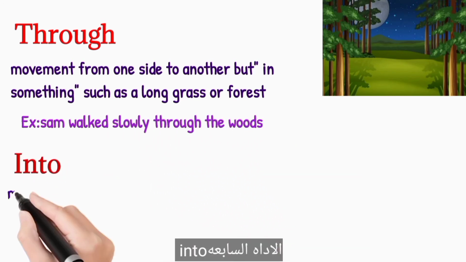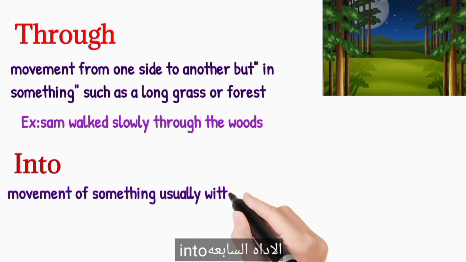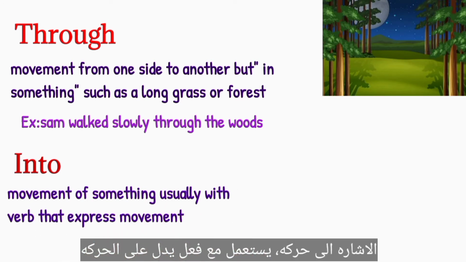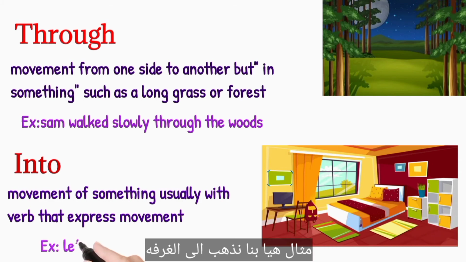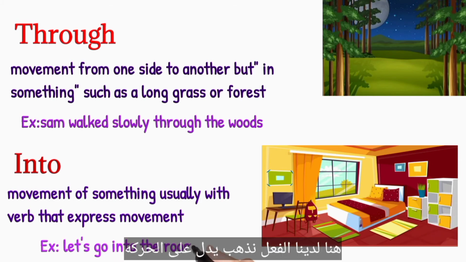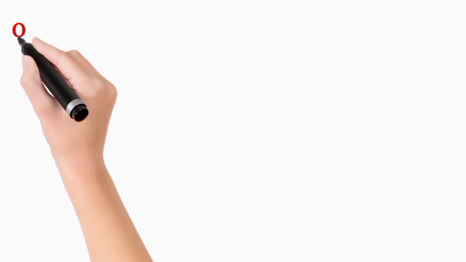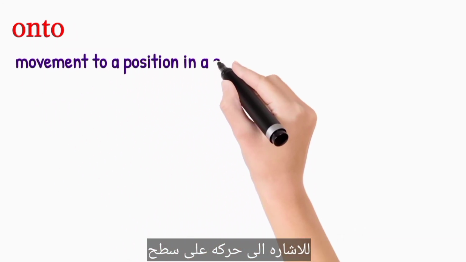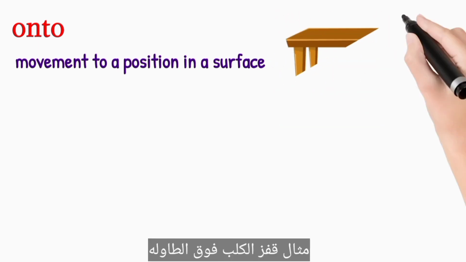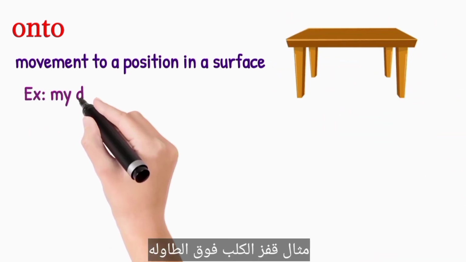The seventh preposition, into. To indicate a movement of something, usually with a verb that expresses movement. For instance, let's go into the room. Here we have the verb go that expresses movement. The eighth preposition, onto. To indicate a movement to a position on a surface. As an example, my dog jumped onto the table.